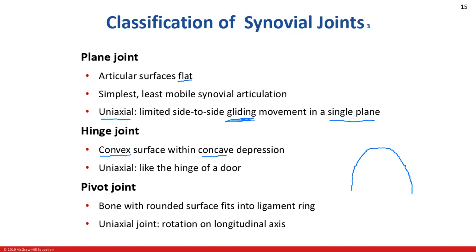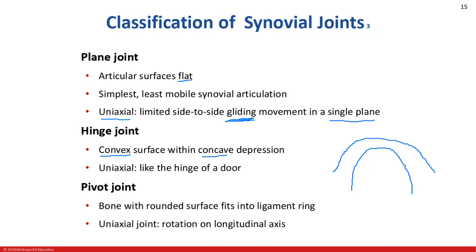So that example that you gave with the jaw. The condylar process there on the mandible sits in the mandibular fossa on the temporal bone. That's our concave depression. Great example. And then we have our pivot joints.